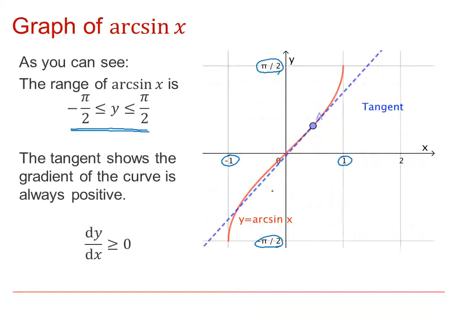Another important point is to look at the gradient of this curve. The gradient of this curve is always going to be at least 0. It never has a negative gradient, no matter where you draw the tangent. So the gradient will be at least 0.